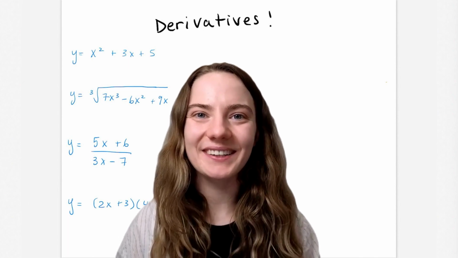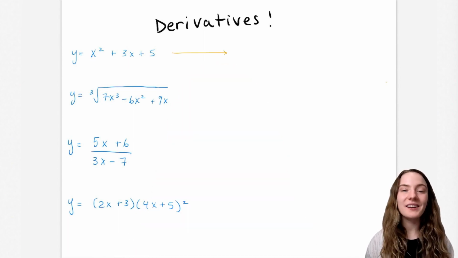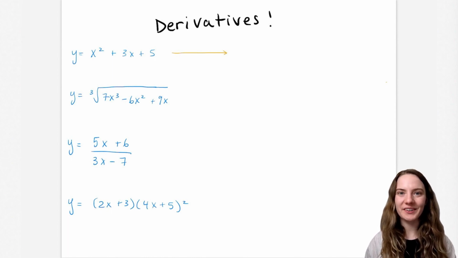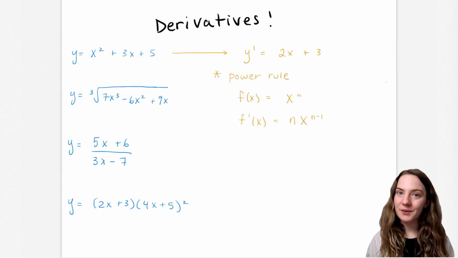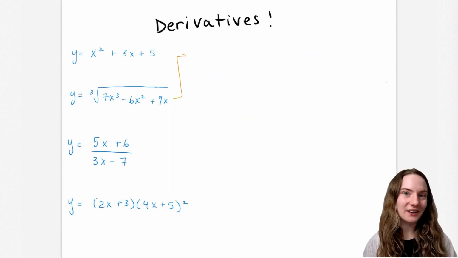Let's get into it. Our first function is y equals x squared plus 3x plus 5. Pause the video and try and find the derivative. The derivative of this function would be 2x plus 3. How did I do this? Well, I used the power rule. All right, now let's move on to the next one.